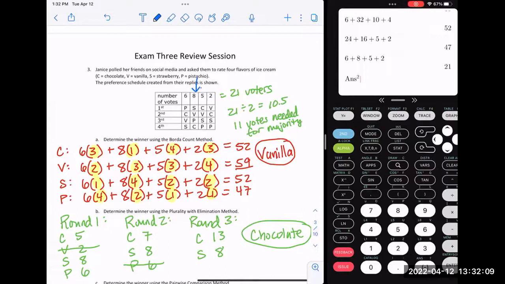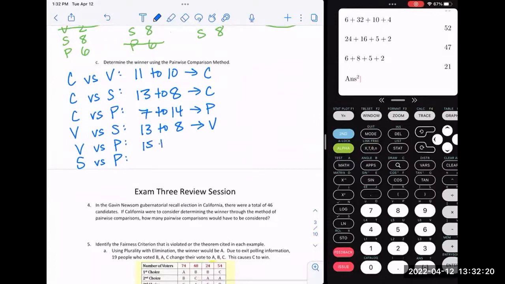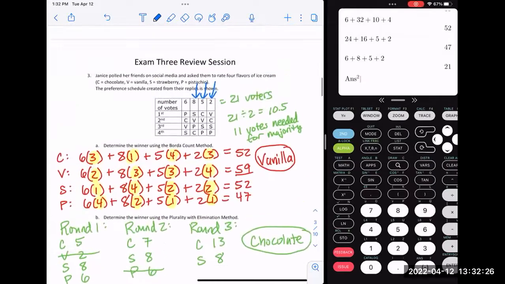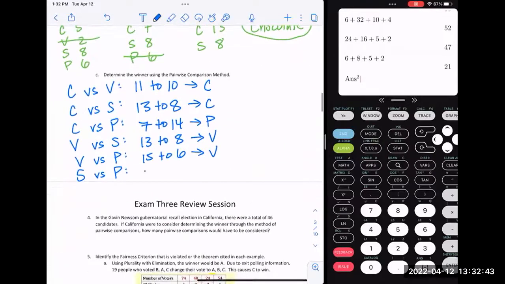So these 8 plus these 5 plus these 2 all prefer vanilla more than pistachio. So that's what, 15 to 6. That's a point for vanilla as well. And then last is strawberry versus pistachio. So I can see that these 8 voters plus these 5 plus these 2 all prefer strawberry more than they prefer pistachio. So only the 6 votes for pistachio. So that's also 15 to 6. So that's a vote for strawberry.